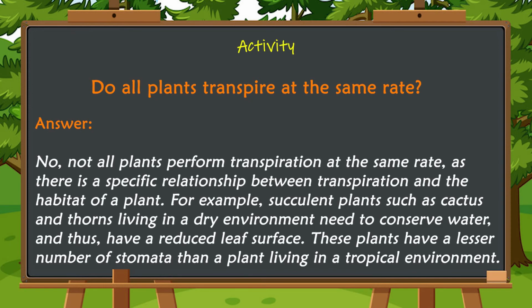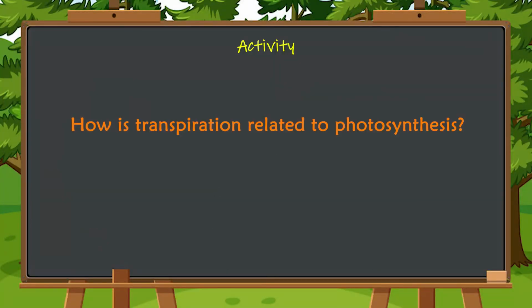The answer to that is no. Not all plants perform transpiration at the same rate, as there is a specific relationship between transpiration and the habitat of a plant. For example, succulent plants such as cactus and thorny plants living in a dry environment need to conserve water and thus have a reduced leaf surface, which has fewer stomata than a plant living in a tropical environment. All right, question number 5. How is transpiration related to photosynthesis?